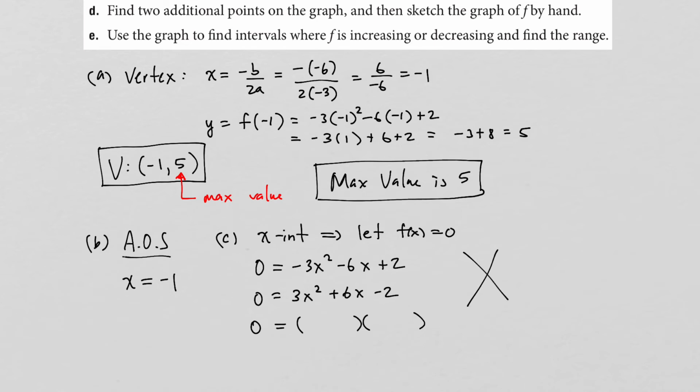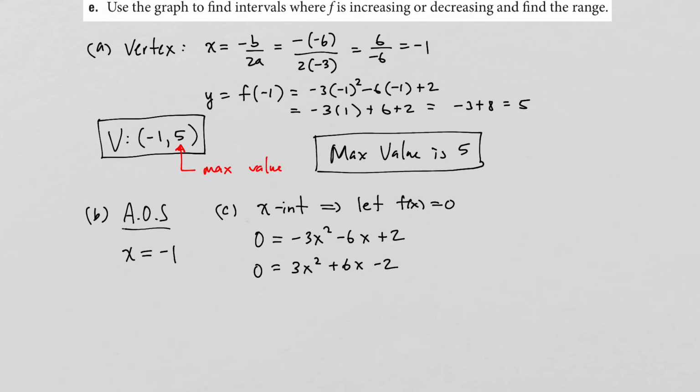Hopefully it will factor. We have 3 times -2 is -6. In the middle, we have +6. And we have to try to find two numbers that multiply to give us -6 and add to give us +6. And there are no numbers that will do that, right? There are no whole numbers that will do that. So it looks like to find our x-intercepts here, we are not going to be able to use factoring. So if factoring fails, you need to remember that you can use the quadratic formula.